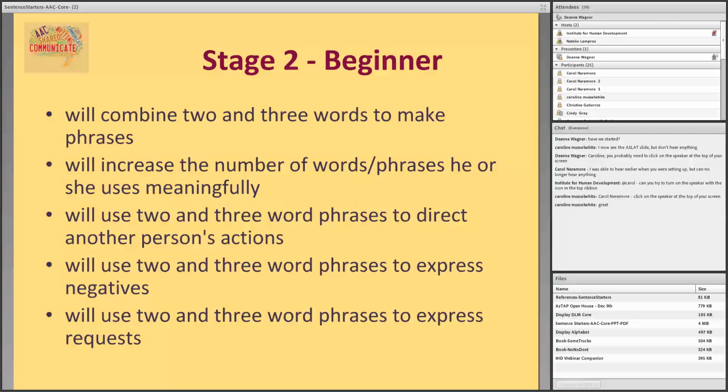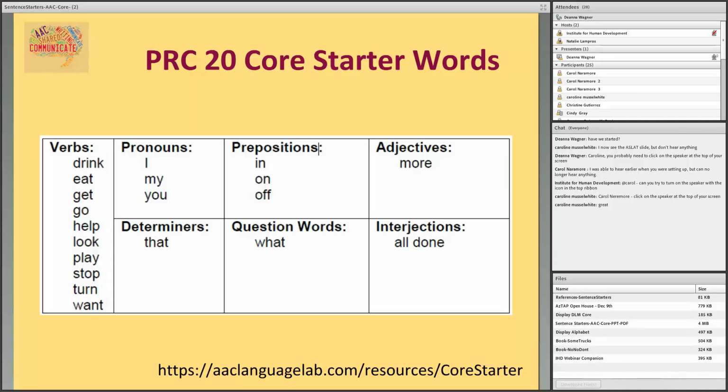And as we move into stage 2, we're seeing beginner phrases, combining words to make 2 or 3 word phrases for different purposes, to direct others, to express requests, to indicate negatives. And we're looking at increasing their vocabulary. So Prentke Romich Company recommends these 20 starter first words. These are also on the DLM list, the Dynamic Learning Maps list of high-frequency core words that are going to be functional for our students to use both in their writing and in their expressive language.